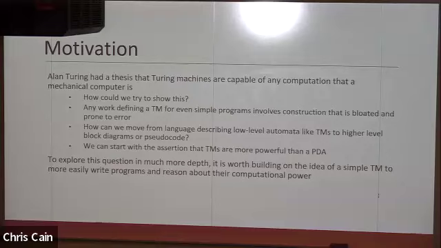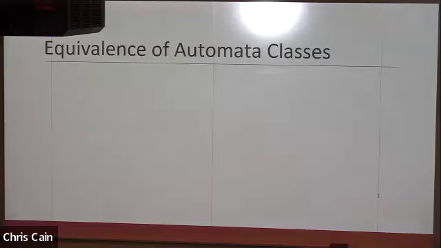So let's start with a discussion on the equivalence of automata classes. We can state that 2 automata are equally powerful or equivalent. I guess they're equivalent in general if they accept the same language. They're equally powerful if the construction of that class of automata can accept the same set of languages.